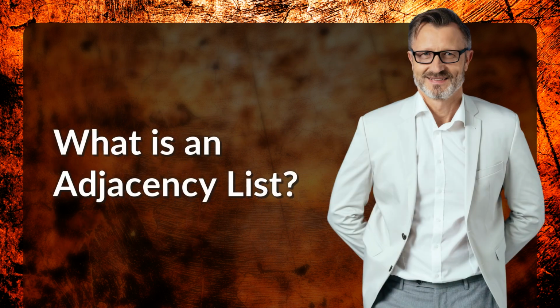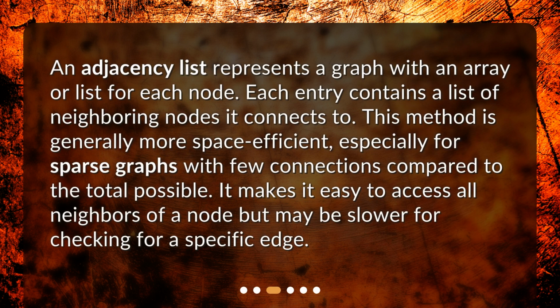What is an adjacency list? An adjacency list represents a graph with an array or list for each node. Each entry contains a list of neighboring nodes it connects to. This method is generally more space efficient, especially for sparse graphs with few connections compared to the total possible. It makes it easy to access all neighbors of a node, but may be slower for checking for a specific edge.